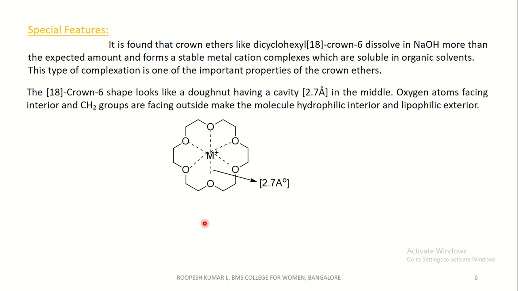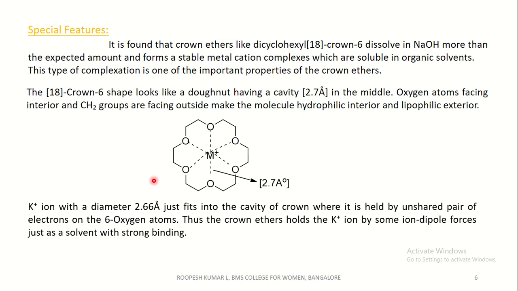And you can see in the structure, after forming a complex with the sodium metal cation, that the cavity has a length of 2.7 Angstrom. As I said, the oxygens are facing inwards, whereas these CH2 alkyl groups are facing outwards. Hence the molecule is hydrophilic in the interior, that is, hydrophilic inside, whereas lipophilic or hydrophobic on the exterior.